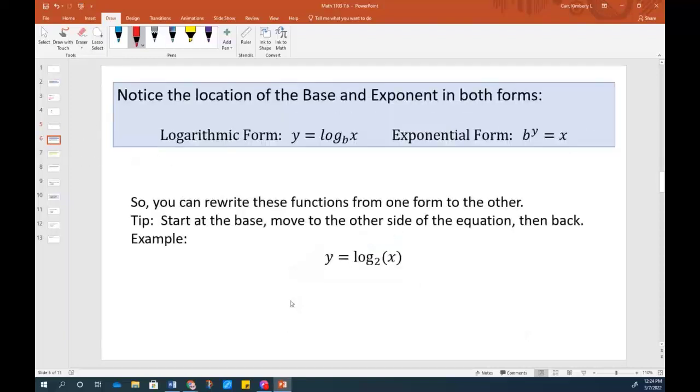Let's see how we can do this. One of the things you want to do is just look at the relationship of where the numbers are. This is called the base. And this is the base. B is the base. They're in a different place. On a logarithmic, it's the little lower number. And then on the exponential, it's what's holding up that exponent.